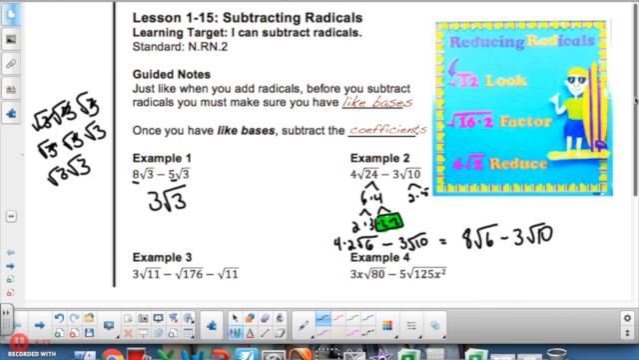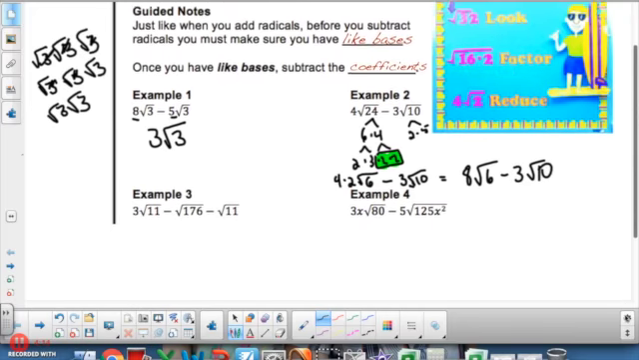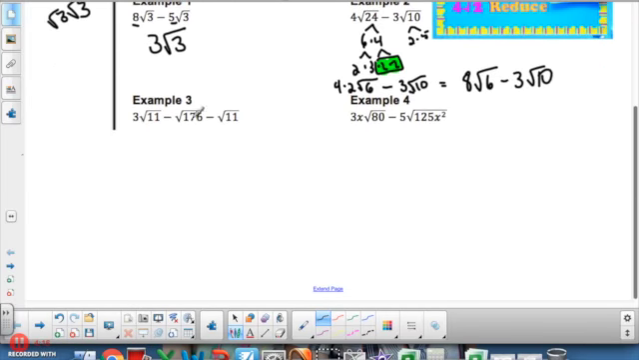All right, let's look down at example 3. Example 3, we have this 3 root 11 minus the square root of 176 minus 11. Well, I know that I'm going to be able to subtract these two. I also know, because they already have like bases, I also know that 11 is a prime number, so that can't be simplified any farther. This middle term here, I'm just not sure about.